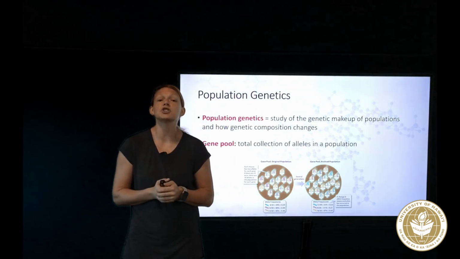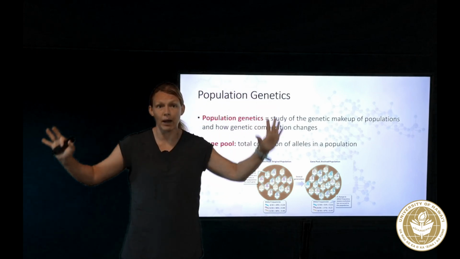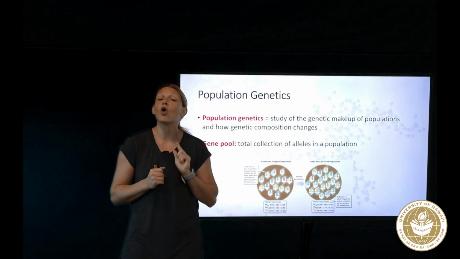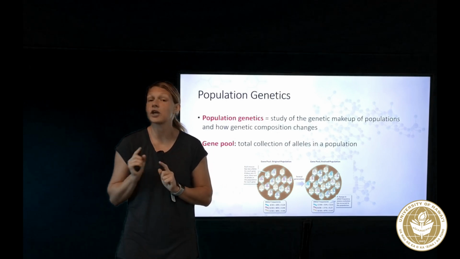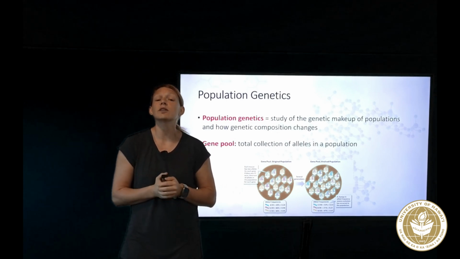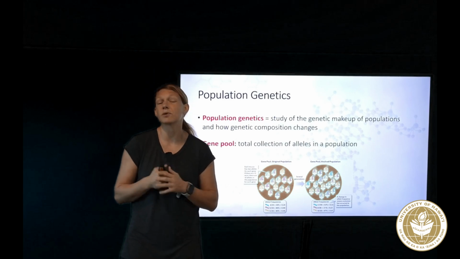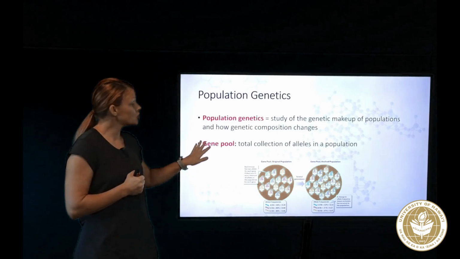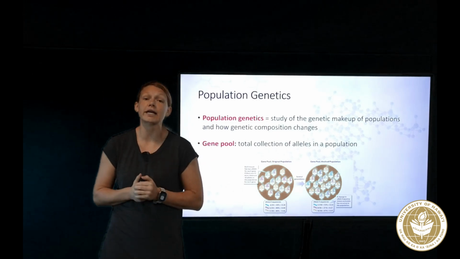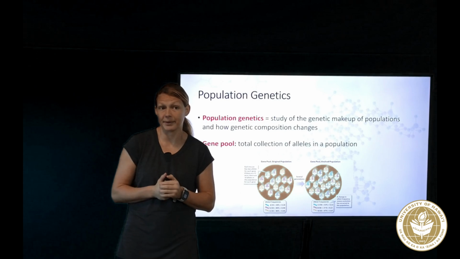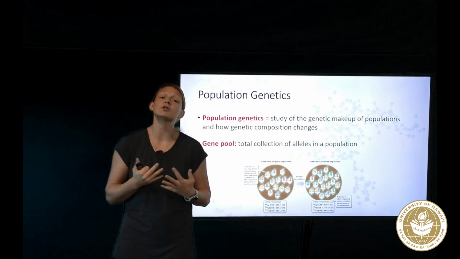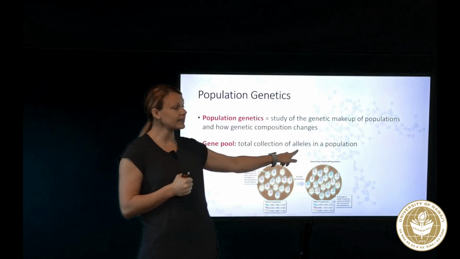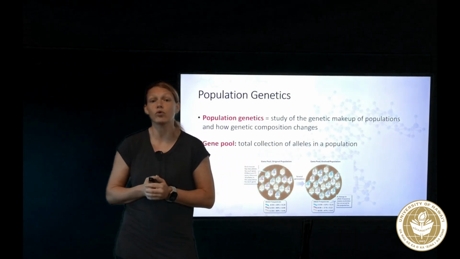So with population genetics, we're looking at entire populations because remember what we learned in our last lecture, only populations evolve, not individuals. So when looking at a population's genetics, we're really looking at what we call their gene pool. The gene pool is the total collection of alleles in a population. So scientists are able to use DNA sequences to study these alleles in the gene pool.